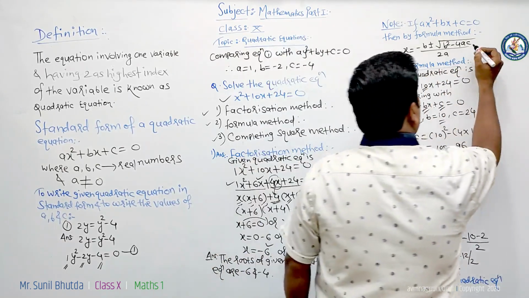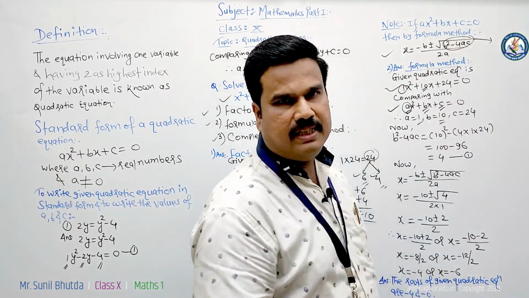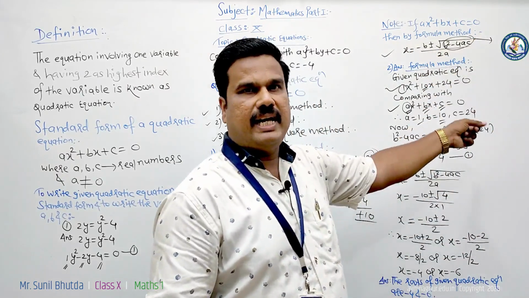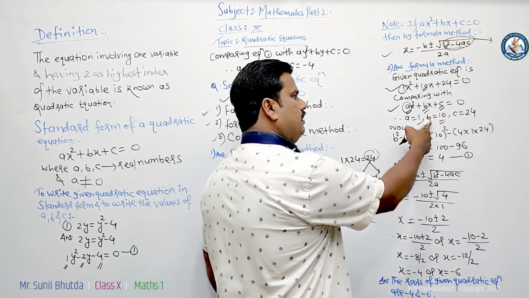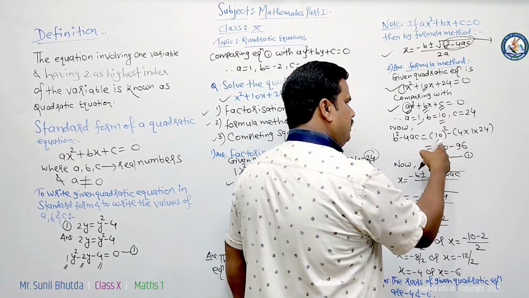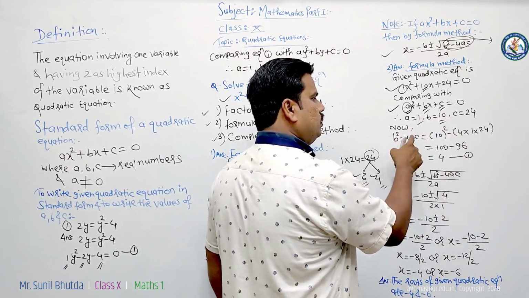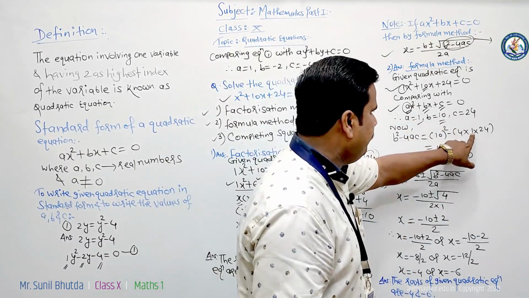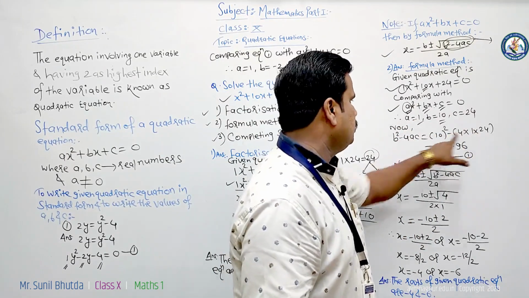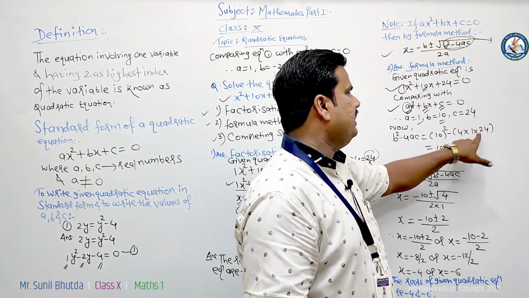Now, in our formula, we need b square minus 4ac. Therefore, we will calculate b square minus 4ac. What is our b? 10. b square means 10 square minus 4 into a into c. What is our a? 1. 4 into a means 4 into 1 into c. What is our c? 24. 4 into 1 into 24.